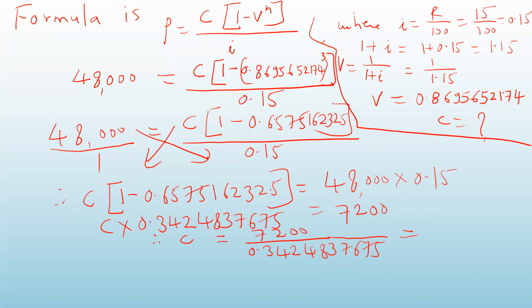837, 675. That gives you 21,022.89. That means the amount of each installment comes out to be 21,022.89.